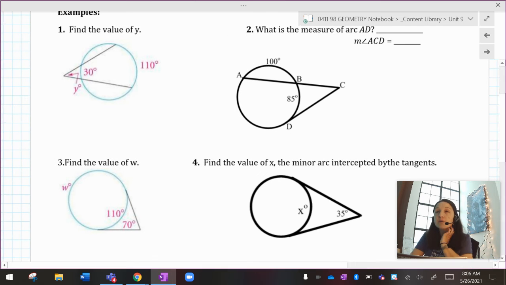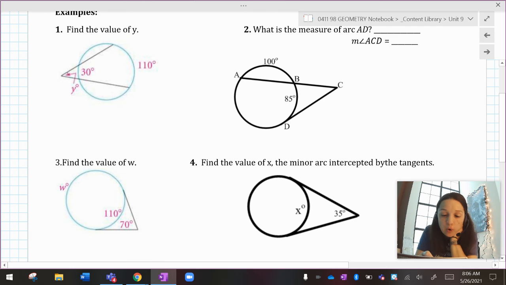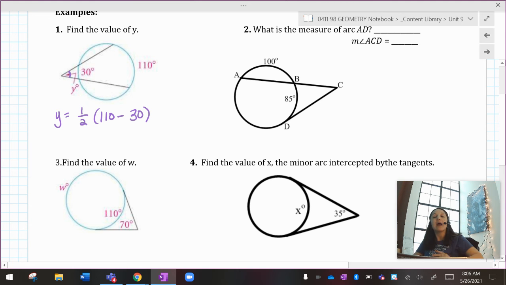So if we come over here and it says find the value of y, it's outside the circle, so y is 1/2 the difference of the arcs. If the angle is outside the circle, the angle is half the difference. Outside, half the difference. So 110 minus 30 is 80, and a half of 80 is 40.